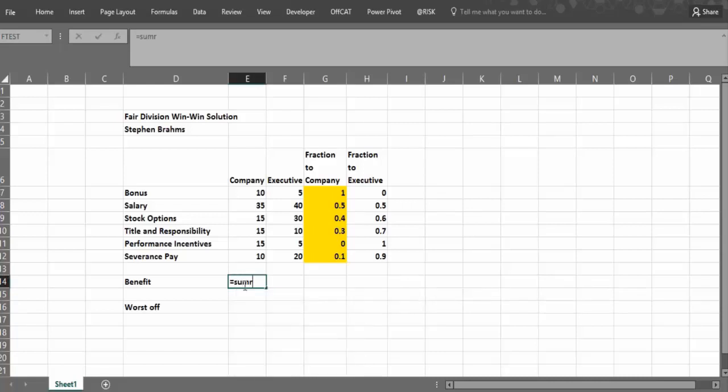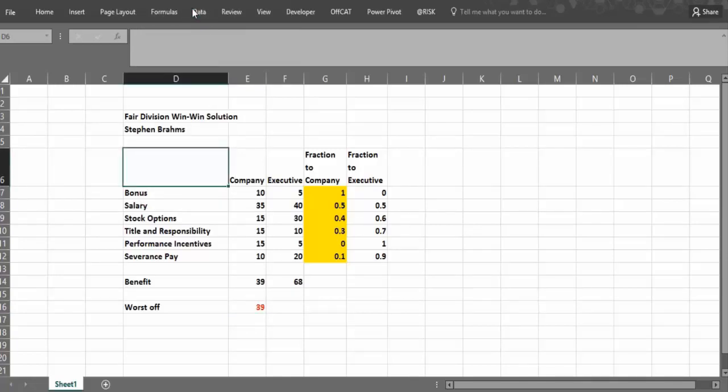Okay, so I would multiply with some product for the company. I would take the fraction of each negotiated element that goes to the company times the company's benefit, and then just drag that across. Okay, so the company's getting 39 and the executive's getting 68. Now, is that a fair deal? Not to the company. So we want to maximize the minimum of those two. That's going to be the target cell.